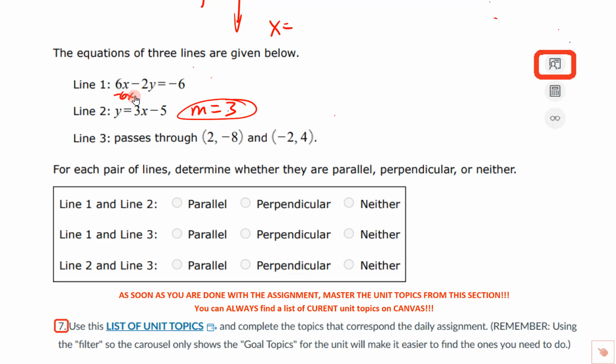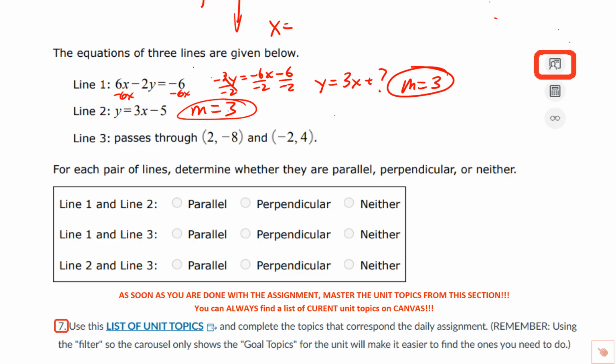I'm going to subtract 6x from both sides. So we get negative 2y equals negative 6x minus 6. Again, we don't really care about that negative 6. What we really care about is the fact that this is y equals, negative divided by negative is positive, 3x. Doesn't matter what this is. What we want is that slope right there. So the slope is 3. So we've got that one.